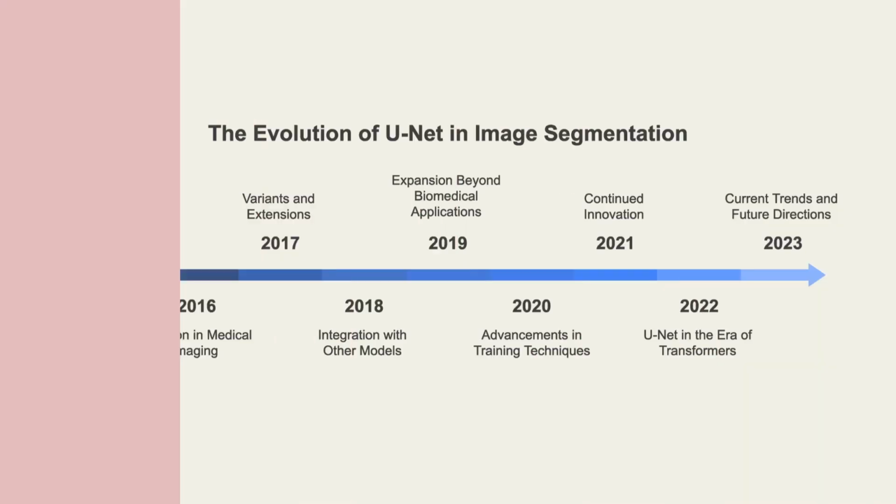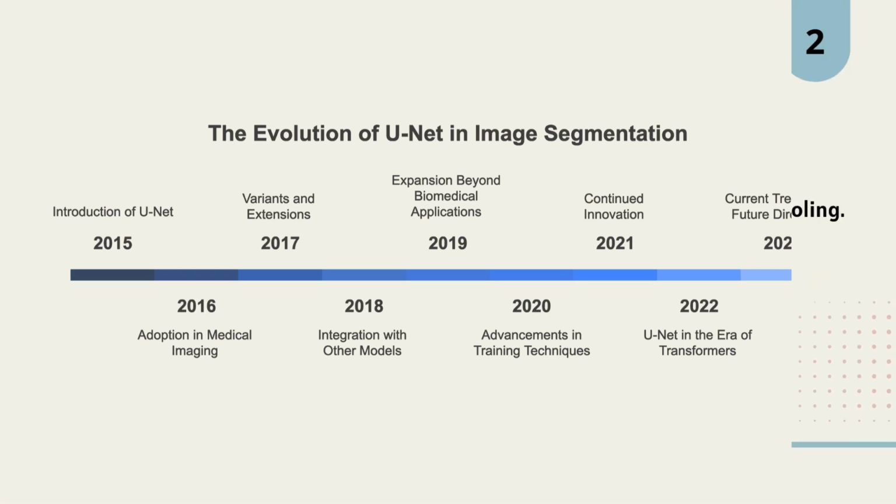UNET, introduced in 2015, revolutionized image segmentation, gaining traction in medical imaging by 2016. Variants emerged in 2017, expanding its scope beyond biomedical applications by 2019. Recent years have seen advancements in training techniques and transformer integration, making UNET a cornerstone of modern segmentation tasks.